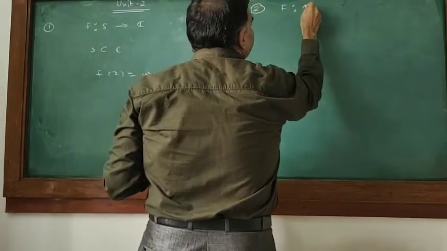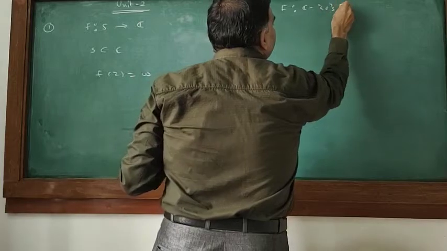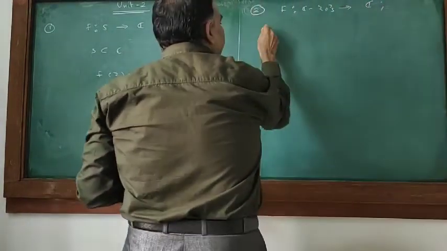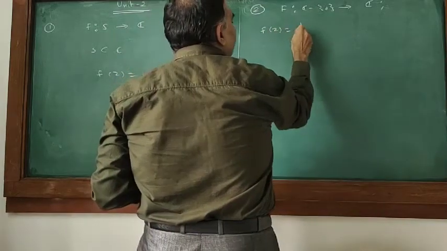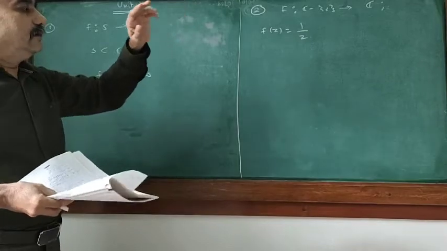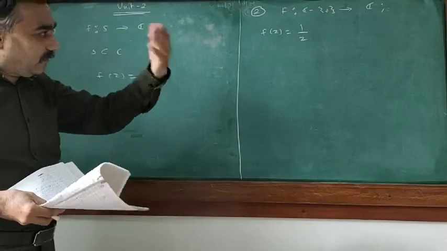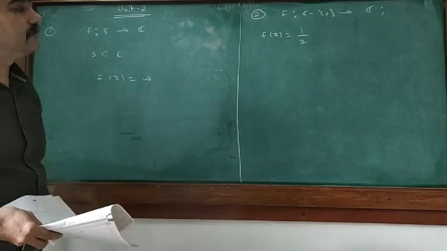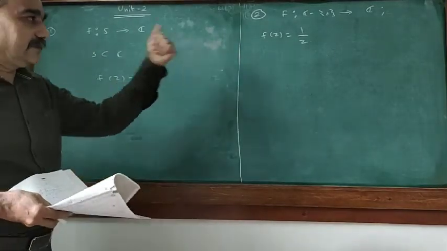In the second one, f is from C minus 0 to C, and we define f(z) equal to 1 upon z. That means it is always defined, but only for non-zero values. What is z? That is x plus iy.